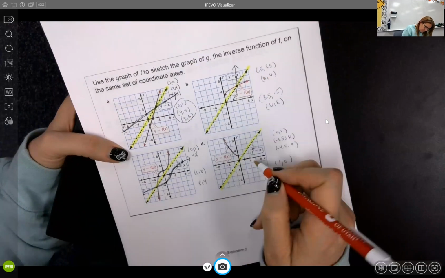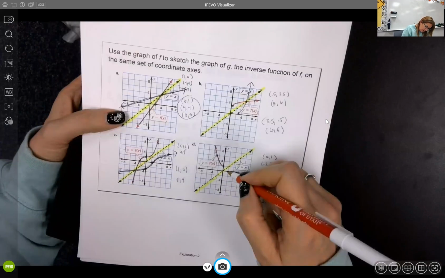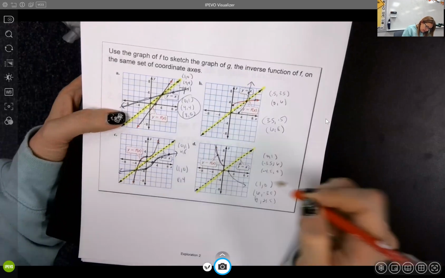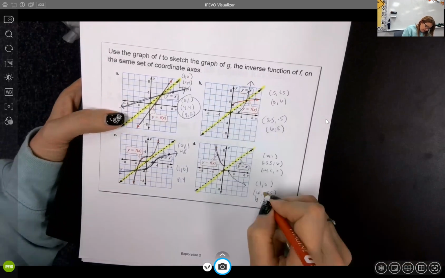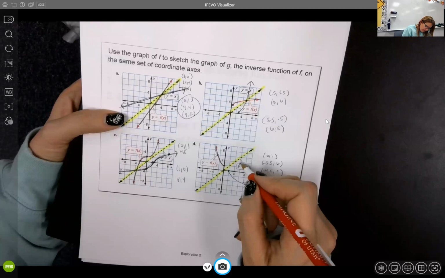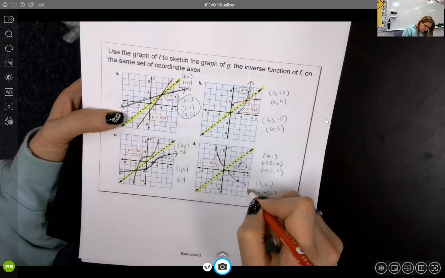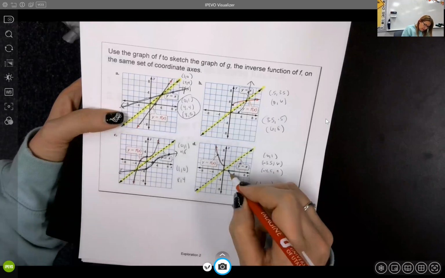It's just barely arching like this. Okay. I think I put this as a positive and it was supposed to be down here as a negative. Sorry. So we're looking like that.